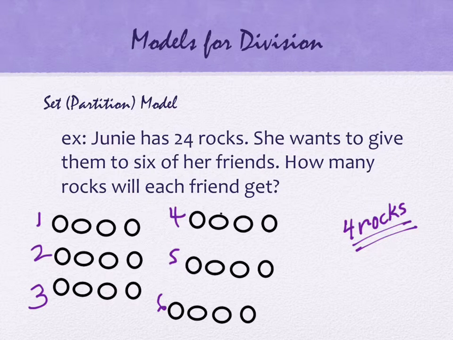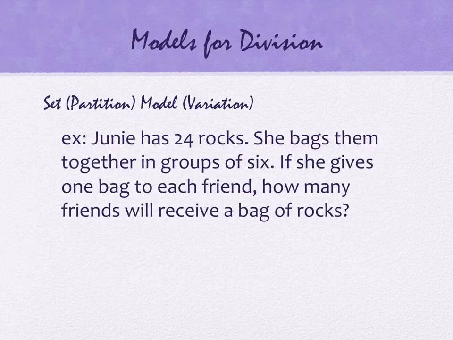Now, that's a little bit different than the next model. We're still talking about our 24. All my problems have 24 rocks in them, just so you know. Junie has 24 rocks. She bags them together in groups of 6. If she gives one bag to each friend, how many friends will receive a bag of rocks?